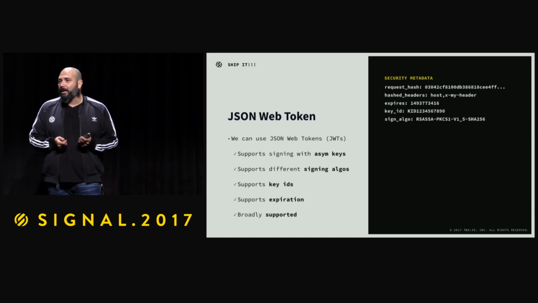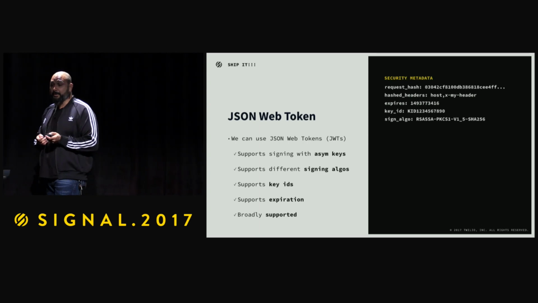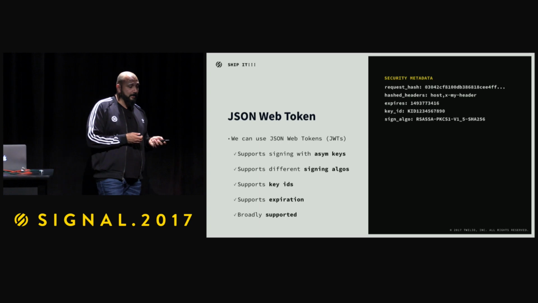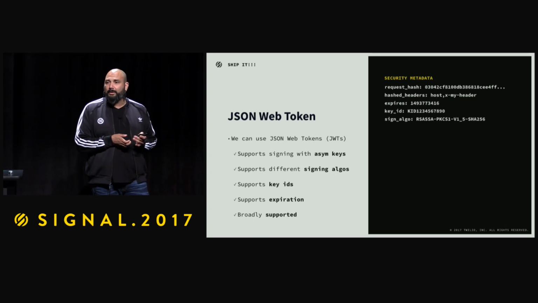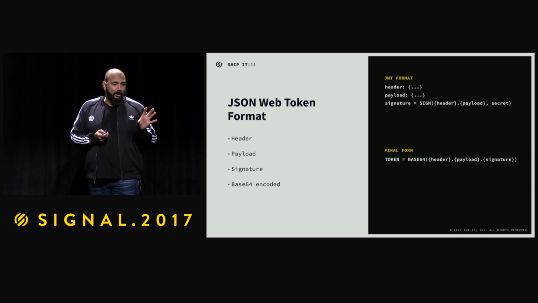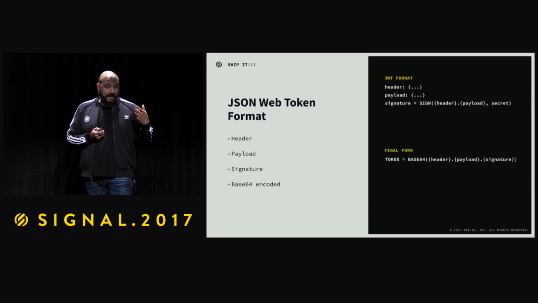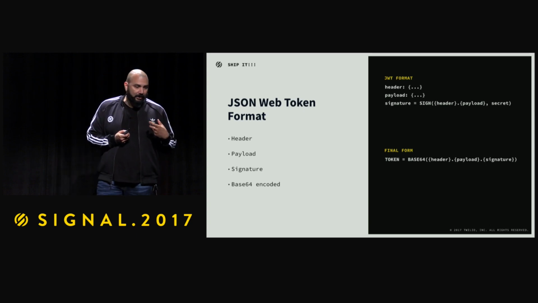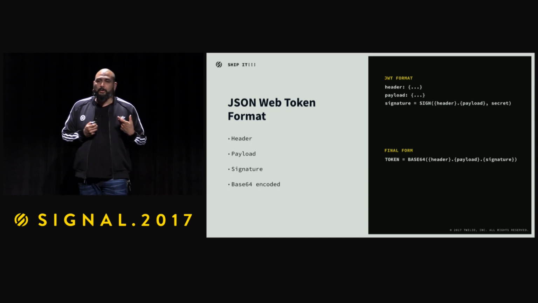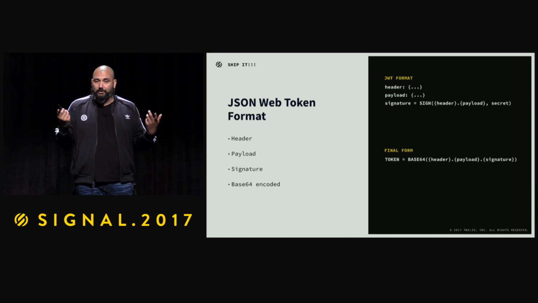Some characteristics of JWTs that make them particularly appealing for our case: JWTs support signing with asymmetric keys. They support signing with different algorithms. They support key identifiers, expirations, and they're pretty broadly supported. So let's quickly look at what a JWT looks like. JWTs have a header section. They have a payload section. And finally, they have a signature. And so typically when you see a JWT, those three values are concatenated into one and base64 encoded as one string.